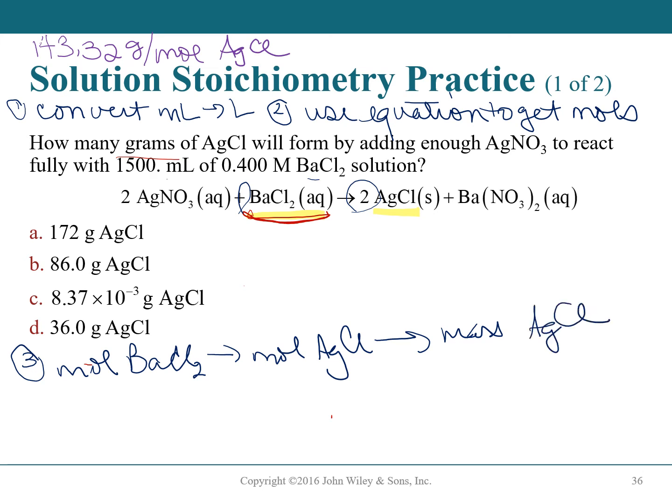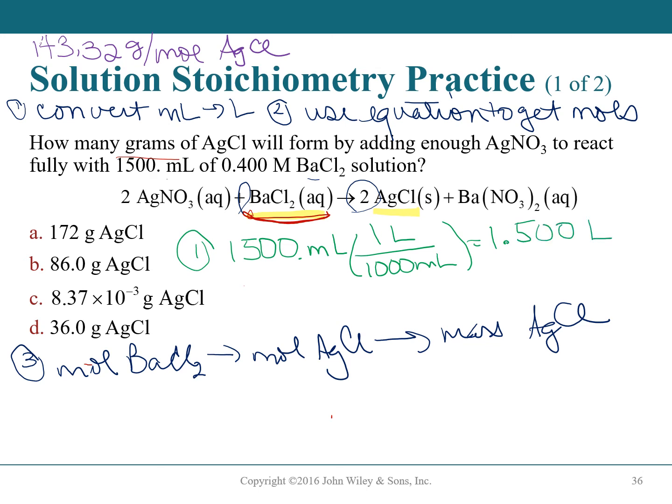All right, let's do step 1 first. So step 1, convert milliliters to liters. 1,500 milliliters. We know it's 1,000 milliliters in 1 liter. So the volume of my solution will be 1.500 liters. That's step 1, the volume of my solution.